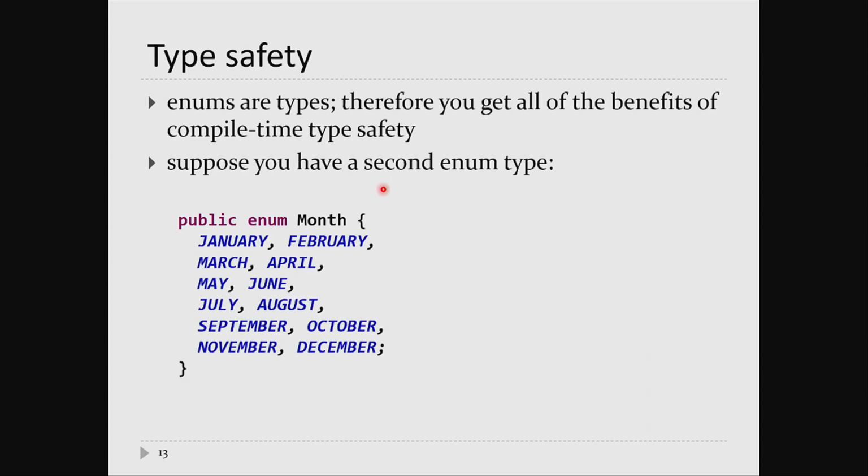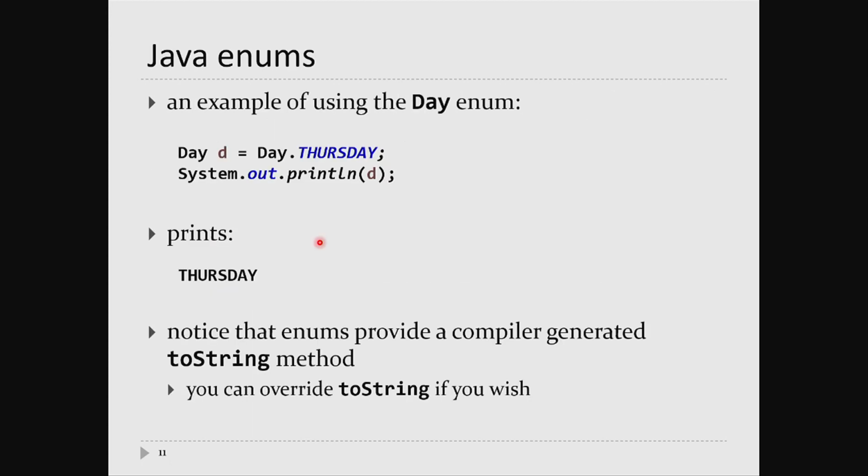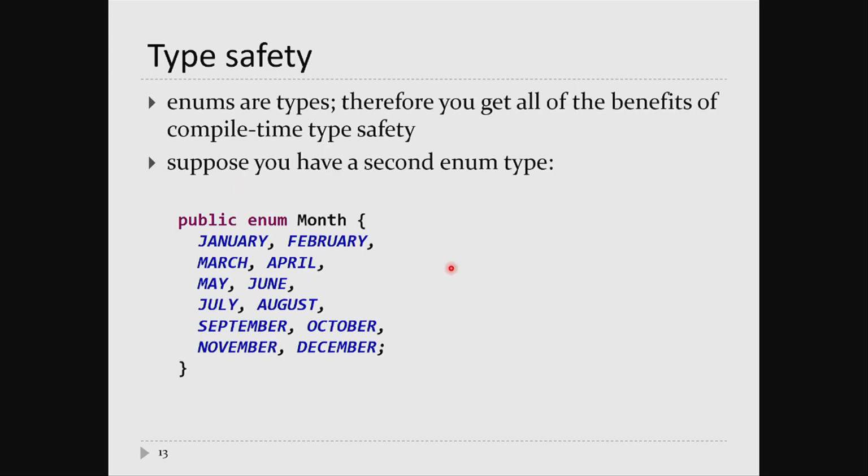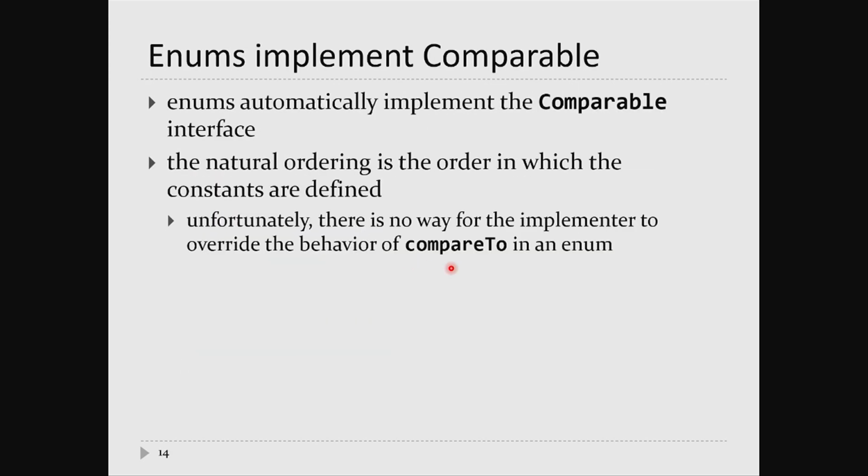Enumerations are proper types. So they're actually classes, so it's a proper type. And that means you get all the benefits of compile time type safety. So now I've got the enumeration called Month. Back here, I've got the enumeration called Day.